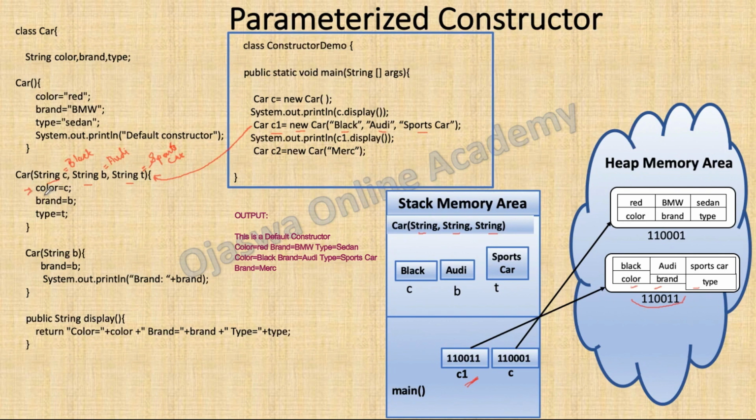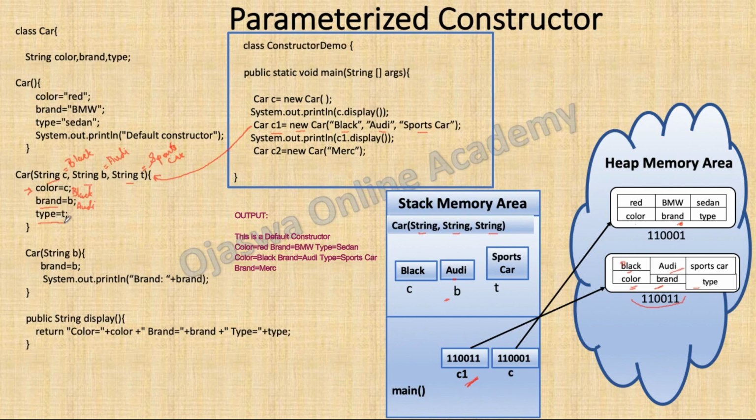The first statement is color. What is color? Color is an instance variable. So instance variable color is equal to C. The value of C is black. Hence, inside object C1, there is a space reserved for instance variable color and value black will be stored inside this. Next statement is instance variable brand equal to B. B is having value audi. So audi is assigned to instance variable brand and brand will have its value audi.